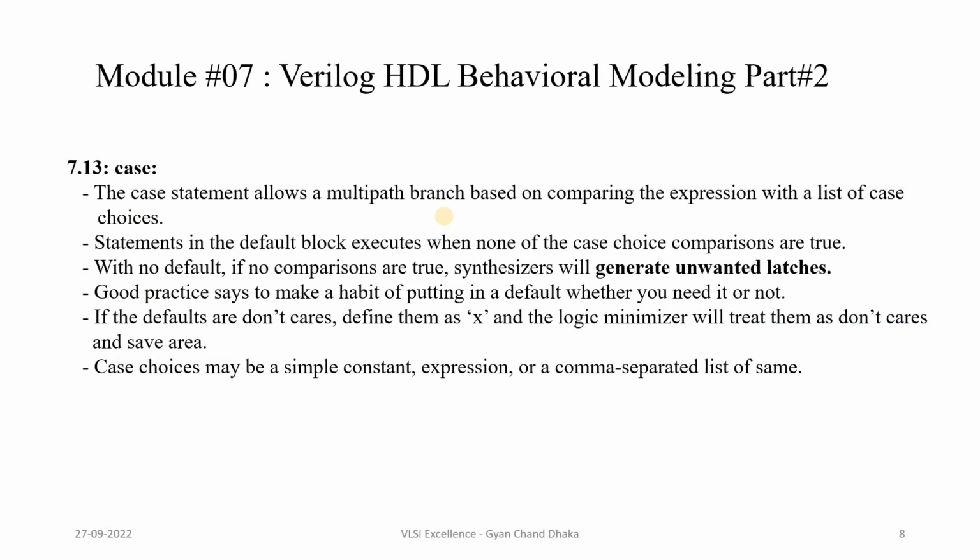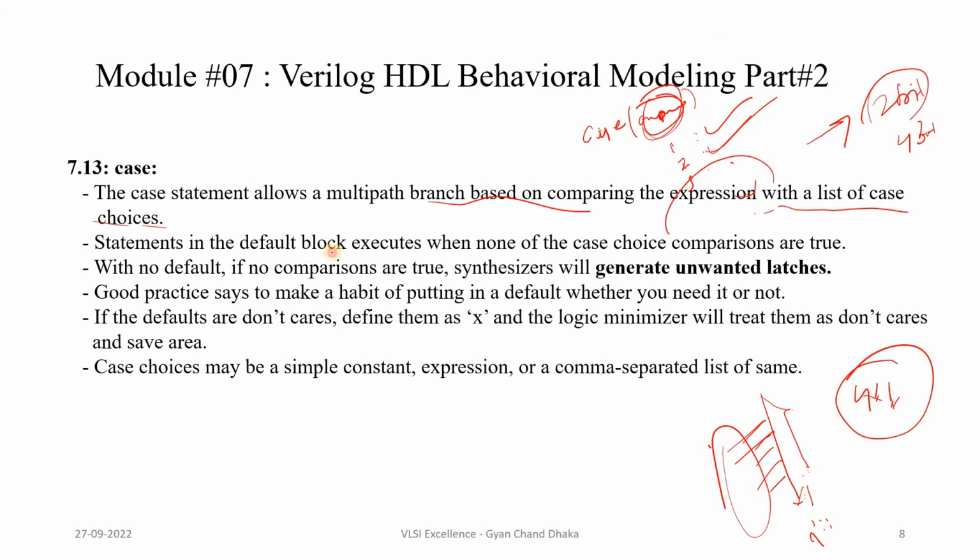Now let's see the next conditional statement in Verilog HDL, which is the case statement. The case statement allows a multipath branch based on comparing the expressions with the list of case choices. It will be more clear when we go through the syntax. In Verilog HDL, we have case, then the expression, and then case choices 1, 2, 3. If the expression evaluates to 1, we evaluate these statements. If it evaluates to 2, we execute these statements, and so on.